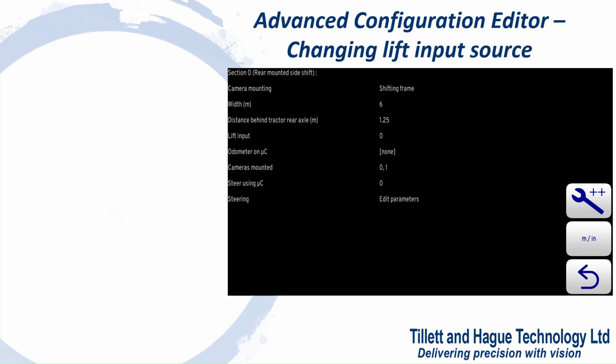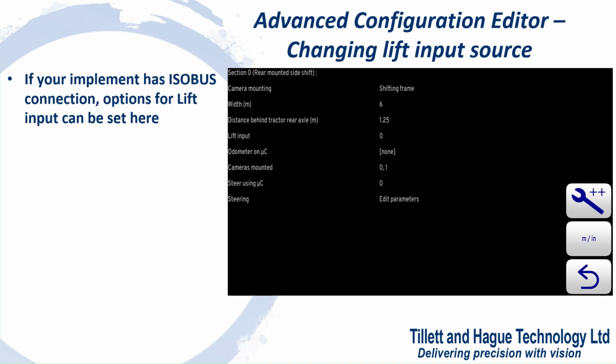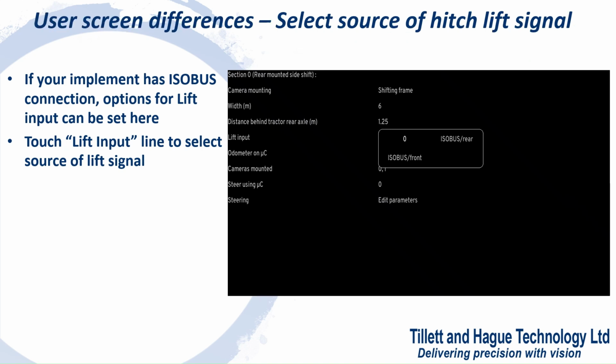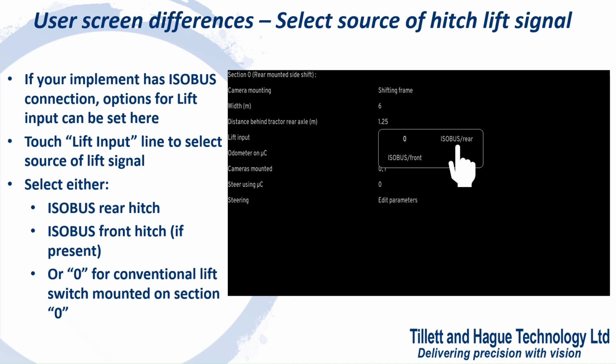If your implement has an ISOBUS connection, lift input can potentially be sourced from several different places. This gives you the option between selecting an ISOBUS-derived lift input or a microcontroller lift input. Pressing on the currently selected lift input source will generate a pop-up menu for selection of your chosen lift input from the available sources. The currently active selection is displayed brighter than the other available options. Press on your desired lift input source to select it.